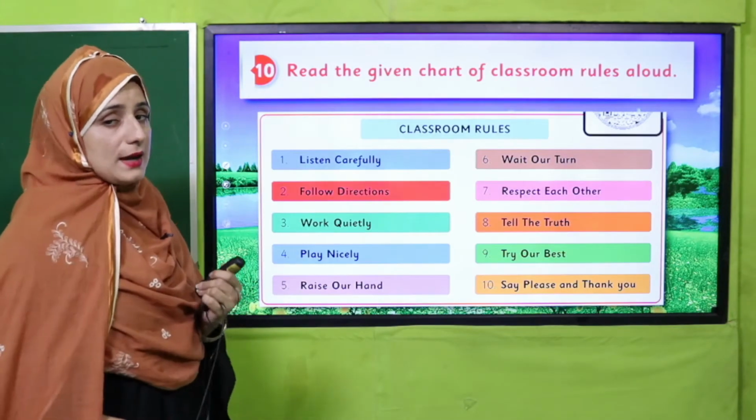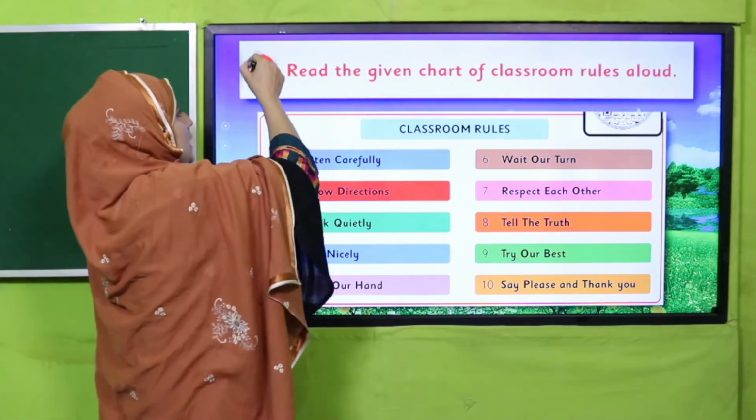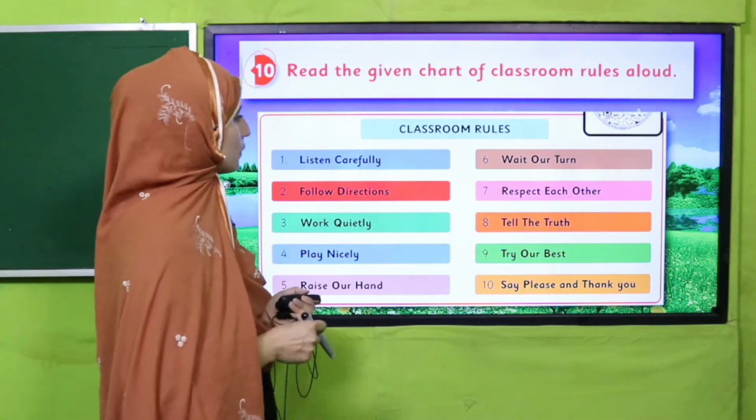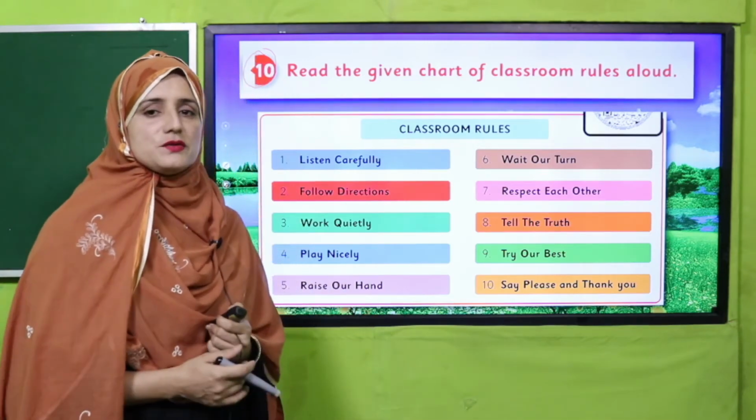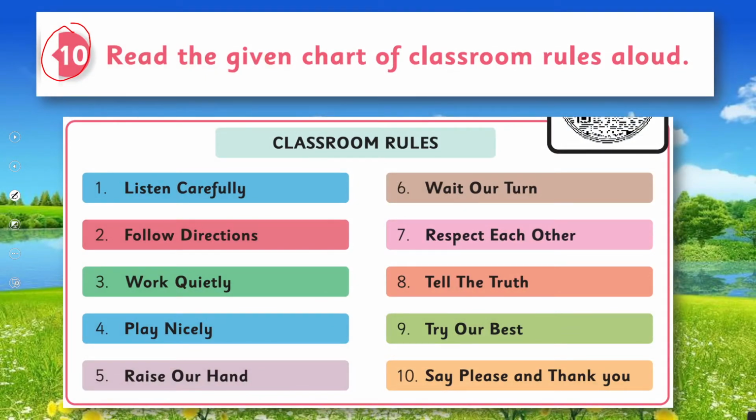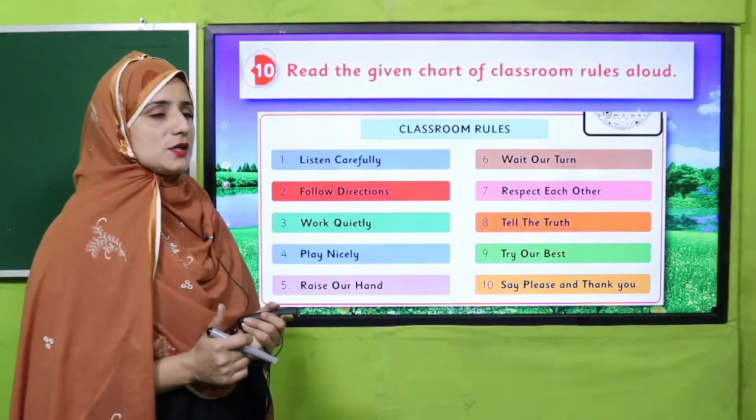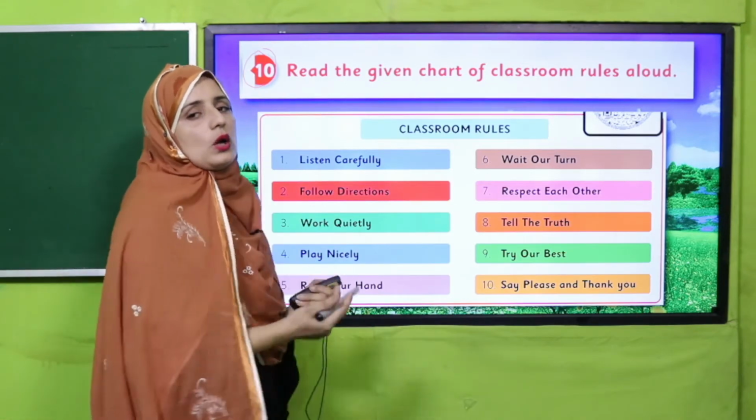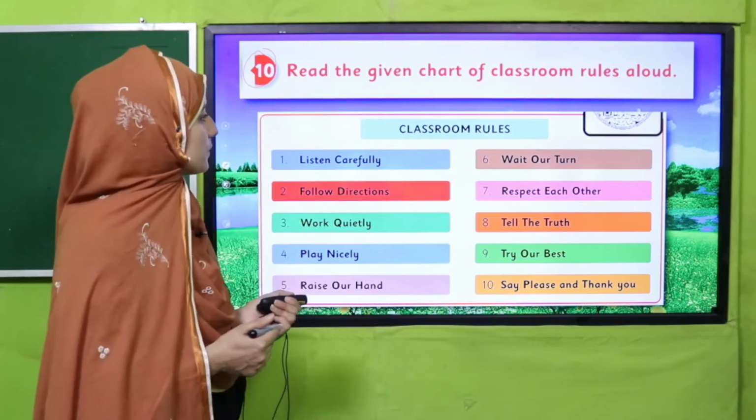Open your book and read question number 10. Read the given chart of classroom rules aloud. Perform this activity in your class. Yes, I hope you have done it and you have enjoyed it, and that you will follow all these rules in your class.